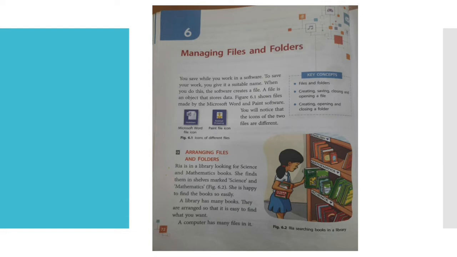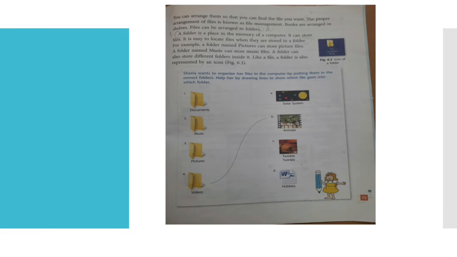Files can be arranged in folders. A folder is a place. Page number 73, children. See, the proper arrangement of files is known as file management. Books are arranged in the shelf and files are arranged in folders. A folder is a place in the memory of a computer. It can store files. It is easy to locate files when they are stored in a folder. So it is an easy way to locate the files when we store them in a folder.